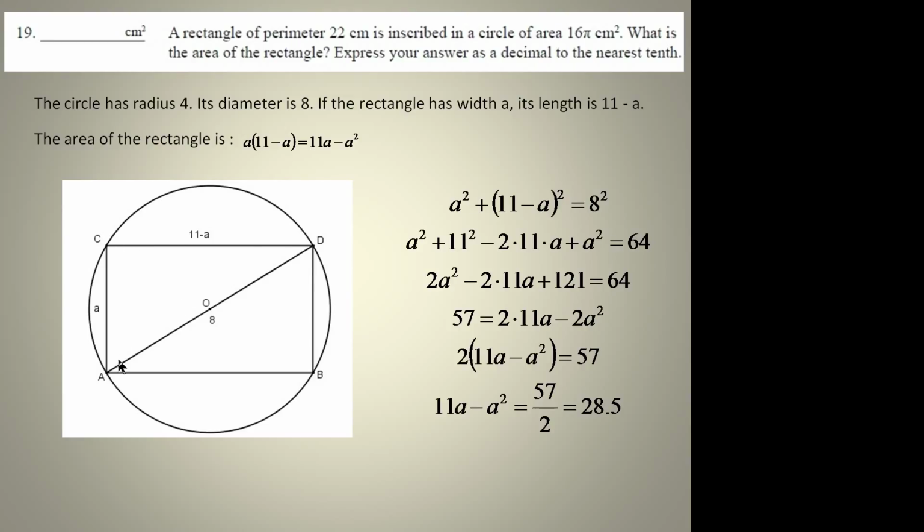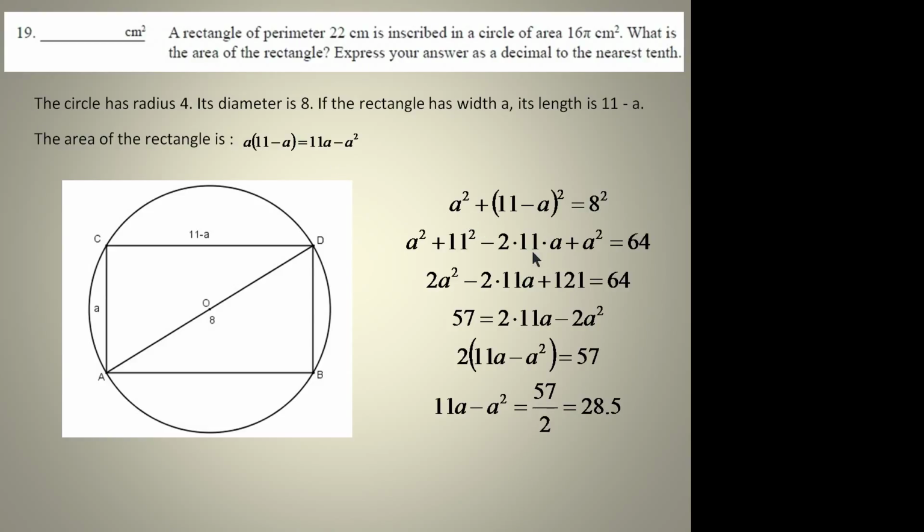Look at here. This is a right triangle. In a right triangle, you have the Pythagorean theorem. So a squared plus this side squared, that's 11 minus a in parentheses squared, equals 8 squared. Okay, this is a quadratic equation. We can solve it, but remember, solving a quadratic equation is expensive. We don't want to do that.